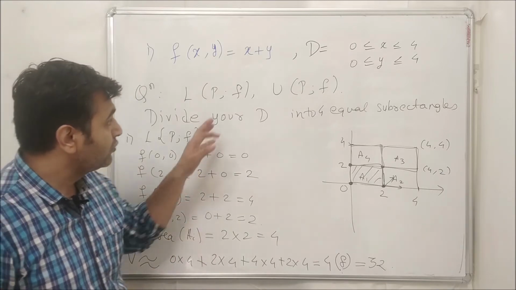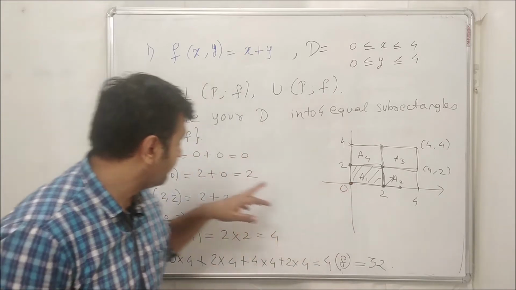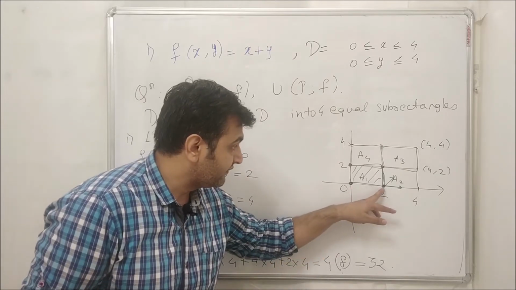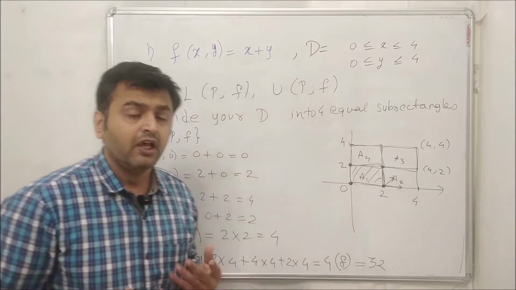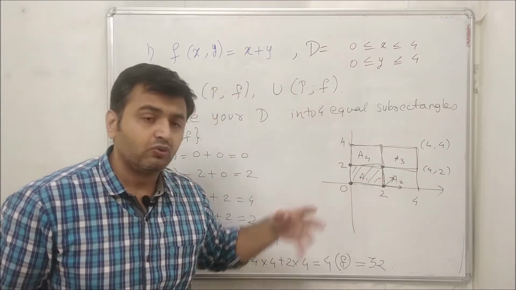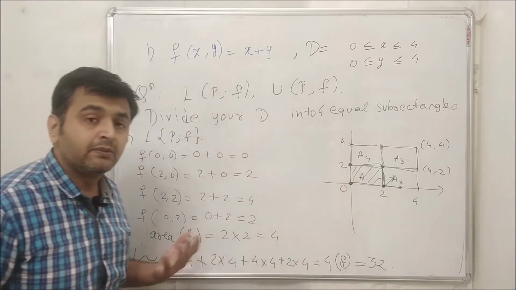Well, in this case, to find the lower Riemann sum, we computed the value of the function at the lower left corner. Okay, lower left corner, these were the points we used. Because the function was x plus y, it was easy to calculate. We know that at the lower left point, my minimum value will occur.